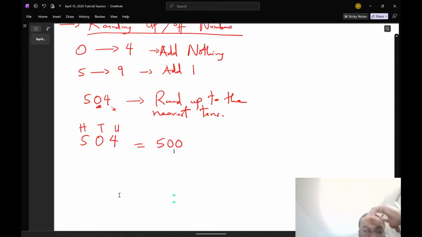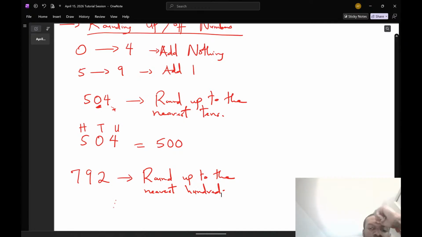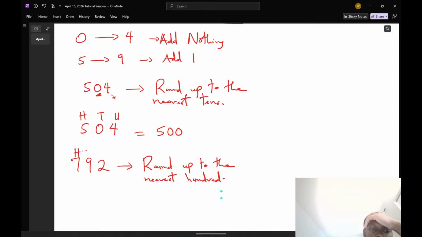For example, let's say we have something like this, 792, and we want to round up to the nearest 100. This is hundreds, tens, and units. Now this is the center of focus. But if you look at the number behind it, it's the number behind it that will determine if we add something to it or we add nothing to it.